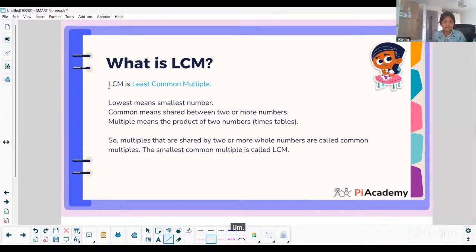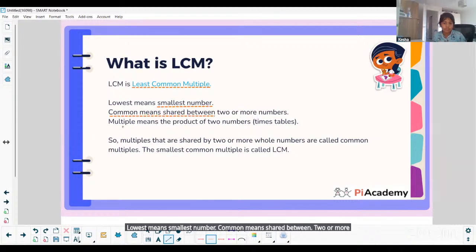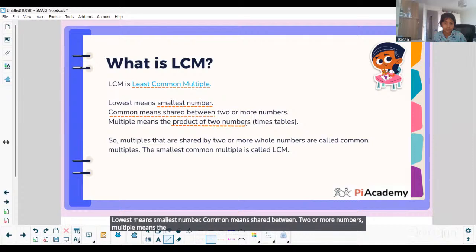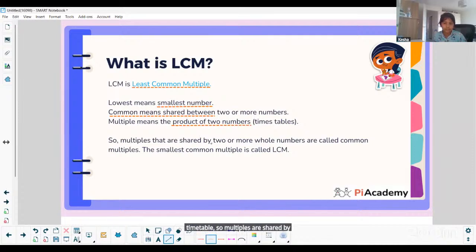What is LCM? LCM is the least common multiple. Lowest means smallest number. Common means shared between two or more numbers. Multiple means the product of two numbers, timetabled. So multiples that are shared by two or more whole numbers are called common multiples. The smallest common multiple is called LCM.